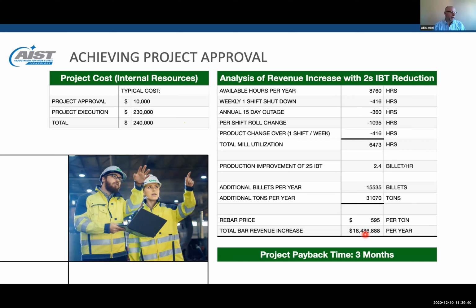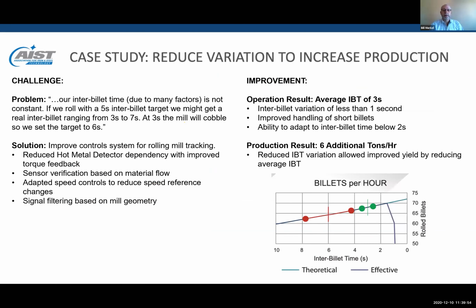Here's a short case study, an example of a successful project. In this case, the mill was able to improve production by about 6 tons per hour. And if you remember the earlier graph of the sweet spot, we actually took our red section of the graph from this example. They were operating with about 4-second interbillet time variation, and they had set their target to 6 seconds to avoid the cobbling.